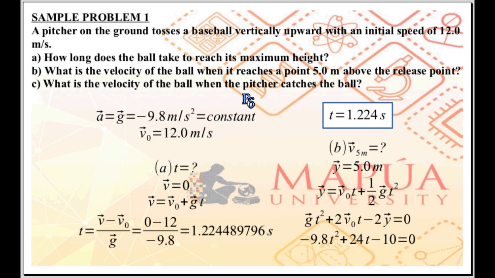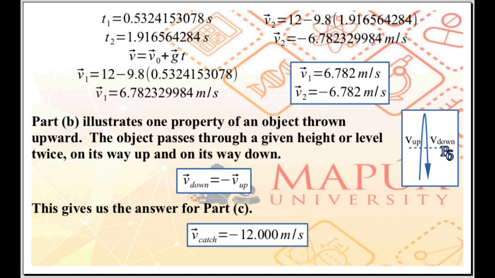What is the velocity of the ball when the pitcher catches the ball? Same level, initial level, the hand of the pitcher. The ball goes up, then goes down, and the pitcher catches it. So, same final position as the initial position. If the ball leaves the pitcher's hand with a velocity of positive 12 meters per second, the ball will reach the pitcher's hand with the velocity V catch equal to negative 12.000 meters per second.